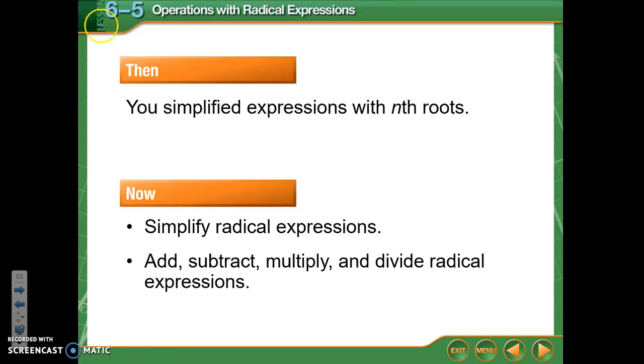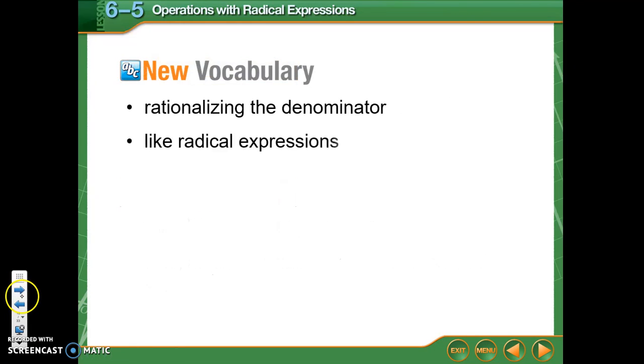All right, this is the second half of chapter 6, and we are starting today by talking about operations with radical expressions. This is going to be a lot of review from chapter 4, where we did a lot of review of how we worked with radical expressions. The difference being that this time, instead of just square roots, we're including third roots, fourth roots, fifth roots, and things like that. So we're going to talk about how to simplify, add, subtract, multiply, and divide radical expressions.